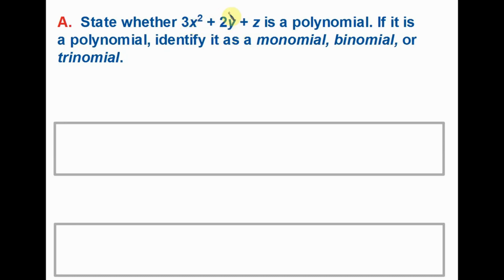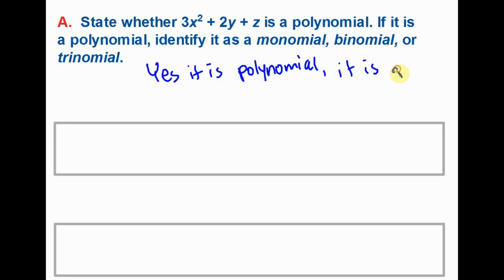The second term is also a monomial. The third one is a monomial as well. So because this expression is written as a sum of monomials, yes, it is a polynomial. And because I have three terms, or three monomials, I'm going to say it is a trinomial.